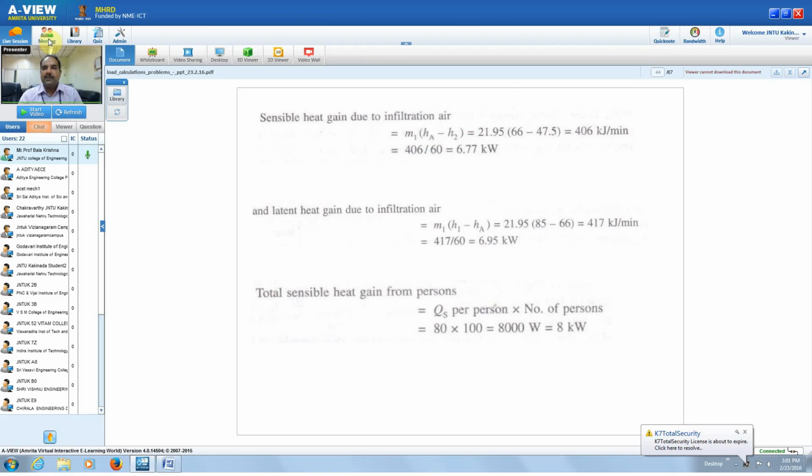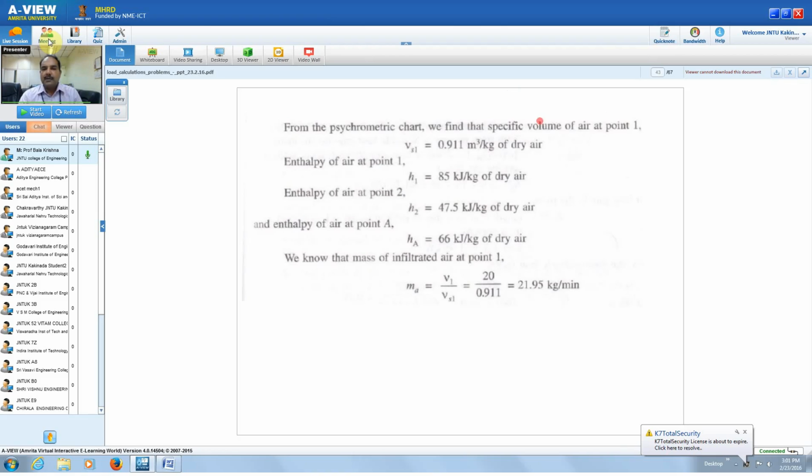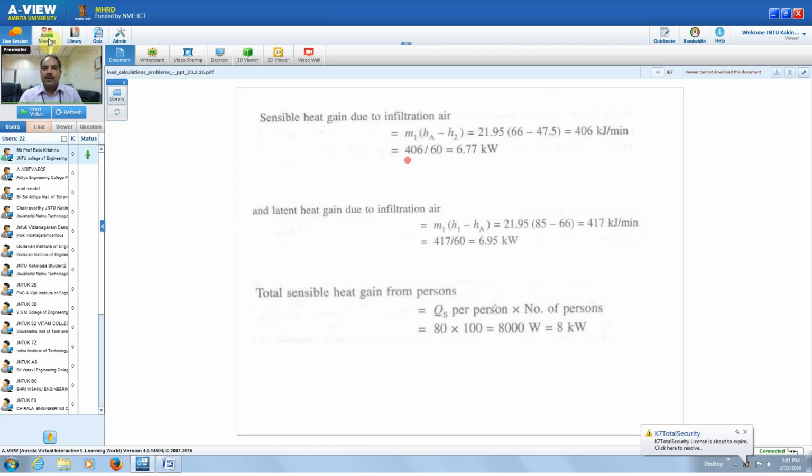The previously calculated M1 is 21.95 kg per minute. Then you divide by 60 to get the value in kilowatts, which is 4.6 by 60. And the latent heat gain due to infiltration, this is the formula again: first at point 1 we take the enthalpy value, and then the enthalpy at point A, then we get the value 6.95 kilowatts.